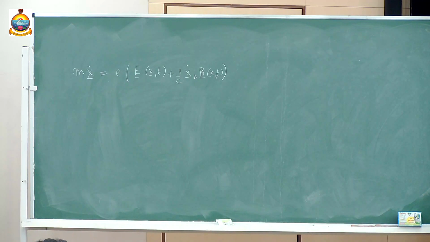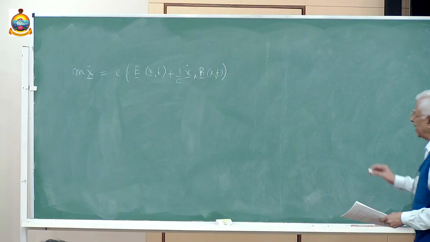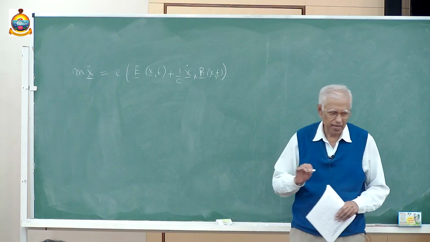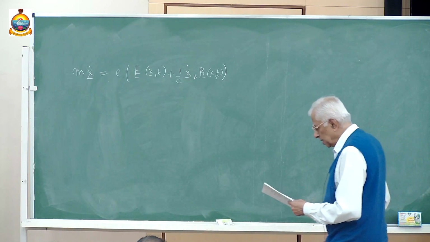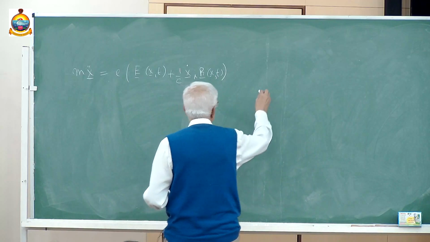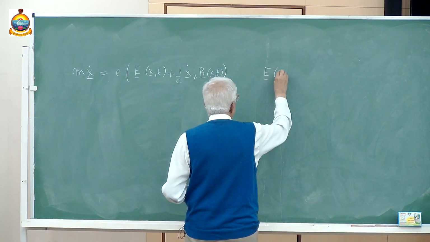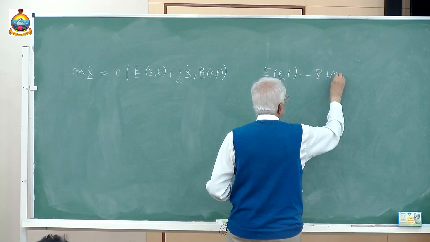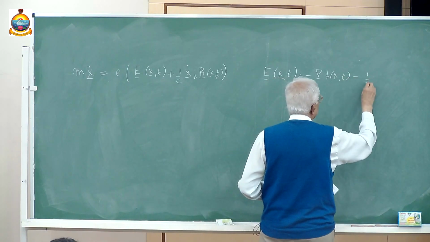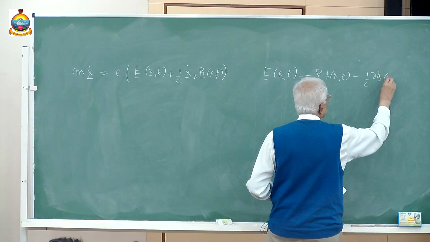Now, it turns out that this equation as it stands cannot be derived from any Lagrangian. Probably many of you know it, and I will leave it as an interesting challenge to you to convince yourself that you cannot derive it in this form from any Lagrangian. So, to get a Lagrangian description, it turns out that we must write the electric and magnetic fields in terms of a scalar potential and a vector potential.